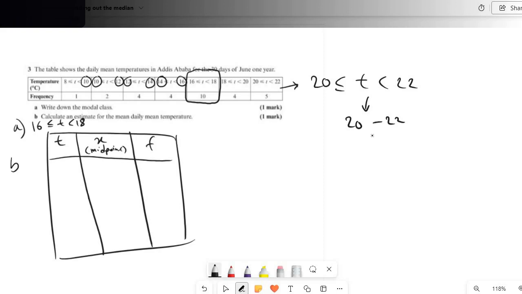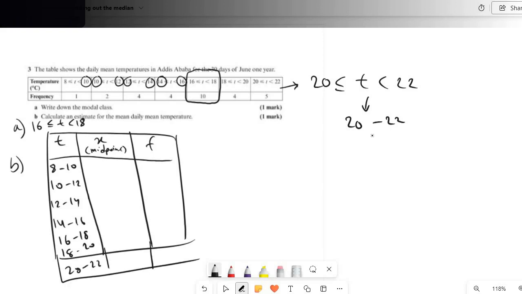For part B, to find out the mean, just like before, we have to find out the midpoint X and then multiply it with F and then find the summation of XF and then finally find out the summation of F and then use the formula. So for the first one, temperature is going to be 8 to 10, then 10 to 12, then 12 to 14, 14 to 16, 16 to 18, 18 to 20, and then 20 to 22.